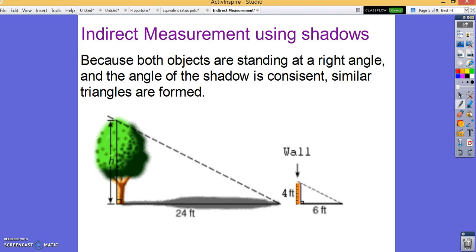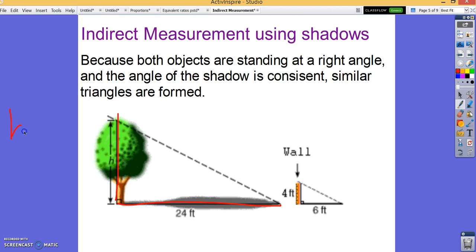If you notice sometimes when you're outside and the sun is out, sometimes your shadow looks really, really big. Sometimes your shadow looks really, really small. It depends on the angle that you're standing towards the sun. And basically what we're showing here is that these two objects, the tree and the ruler, are standing at the same angle to the sun, and they're also standing at a right angle to the ground. So because of those two facts, it is creating right triangles and also similar figures. So when we take a closer look, we can set up a little proportion here.